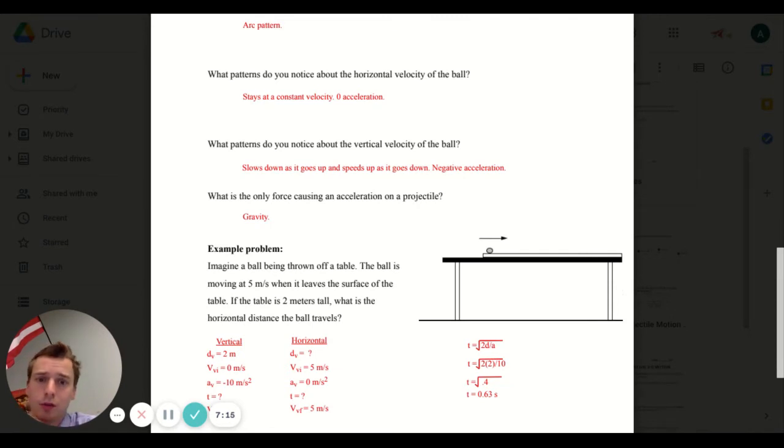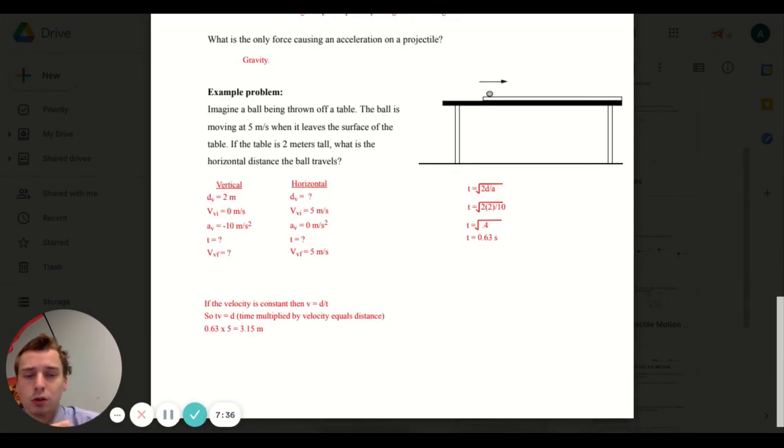And then again, what is the only force acting or causing an acceleration on a projectile? In this case, in all cases, it's just gravity. Right? If we really wanted to include air resistance, we could, but that makes it a little bit harder. And honestly, the air resistance isn't going to be really significant in most of our cases. It's going to be so small.